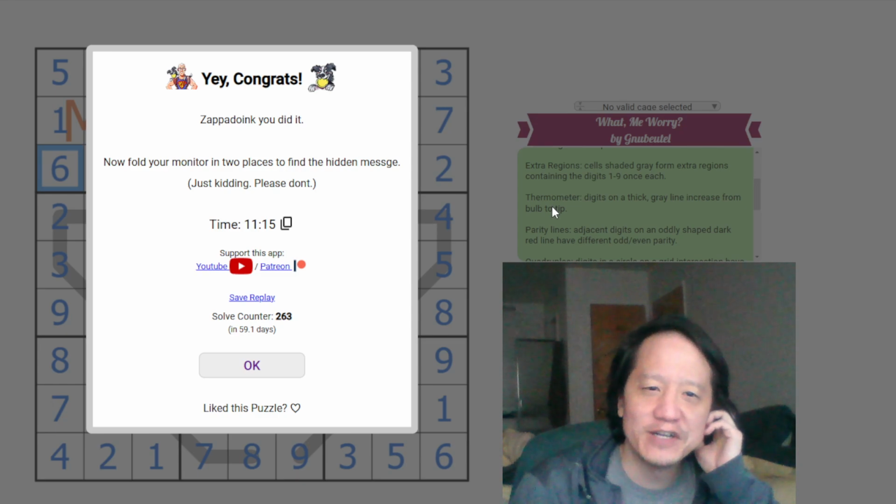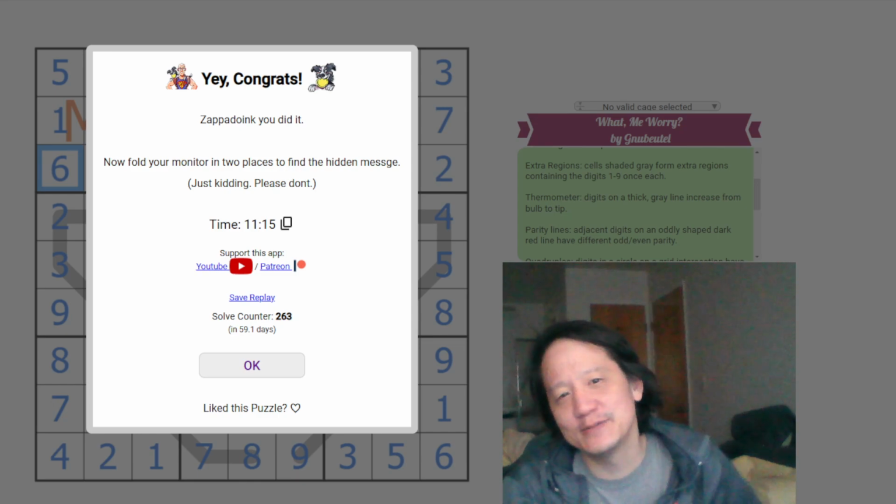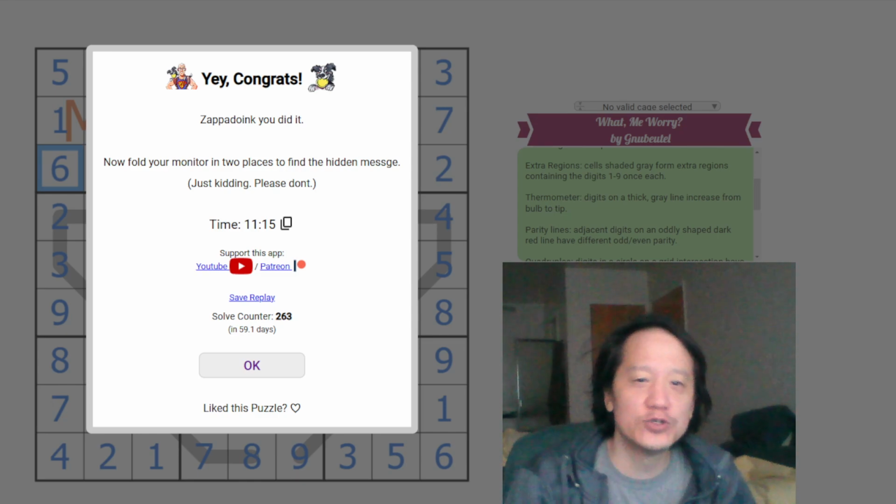Now fold your monitor in 2 places to find the hidden message. Just kidding, please do not. Well, yes, we will not be doing that. But I hope you enjoyed this puzzle.